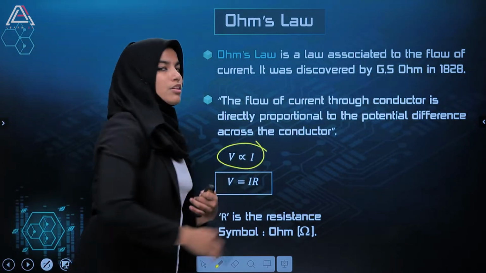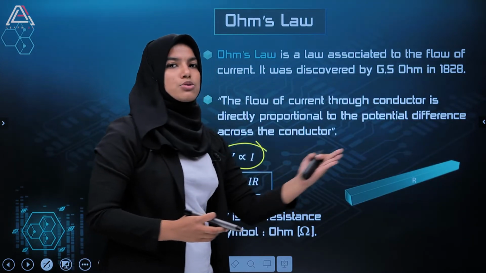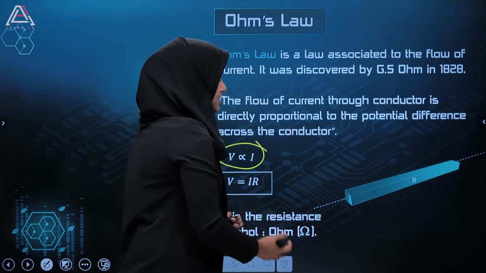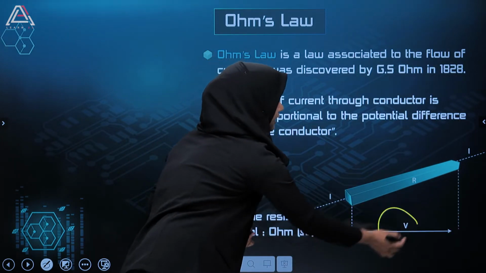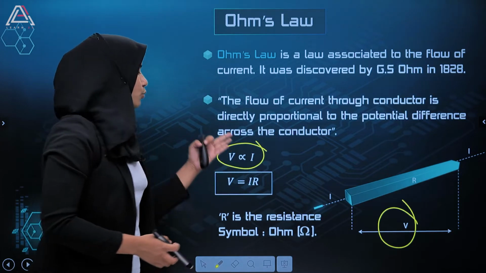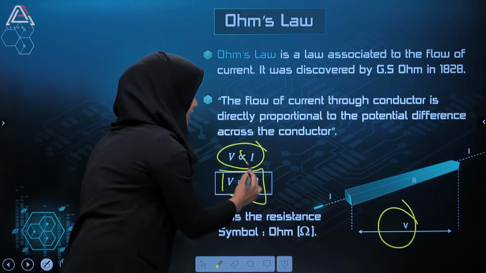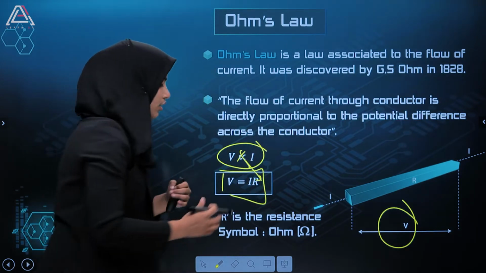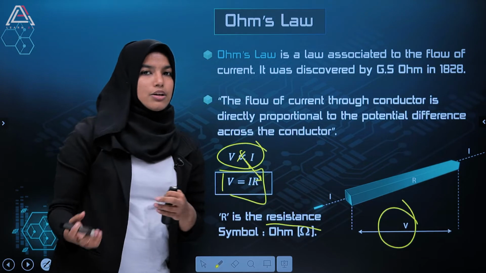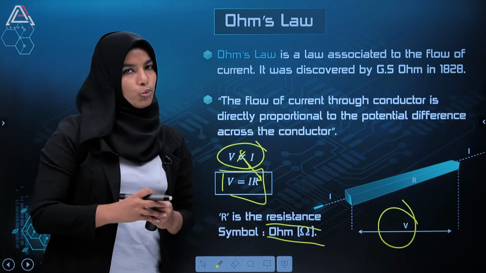Okay. Now consider a resistor and a current is passed through this resistor and the potential difference between the two ends is V. Then we can write V is equal to IR. This proportionality is converted to an equality by a constant R, and R is called the resistance and its SI unit is Ohm. So this is Ohm's law.